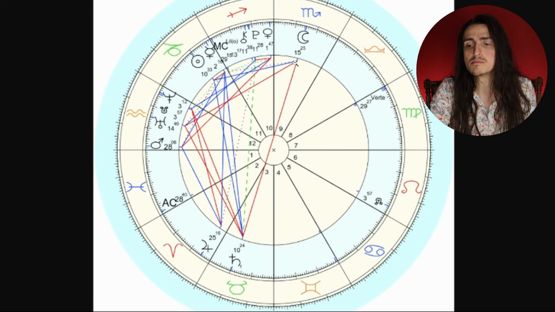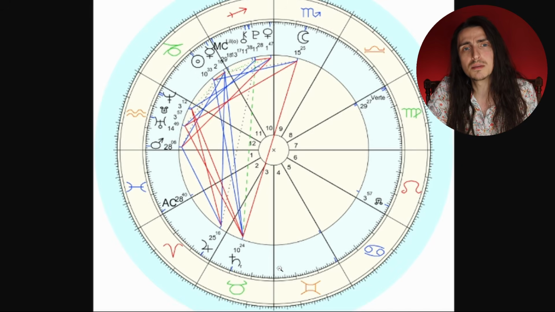And now we have to talk about some of the aspects in this chart here because we do have the moon forming an opposition with Saturn. This is this red line, and this is playing out in the 3rd house of communication, which is also the house of siblings, peers, and your locale.